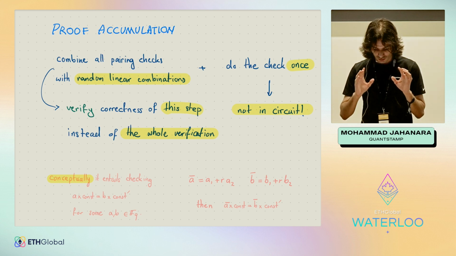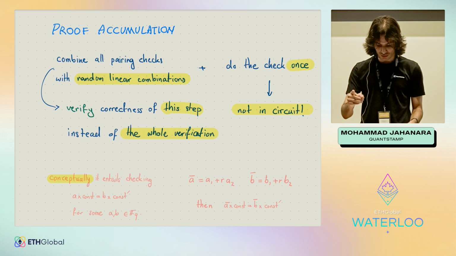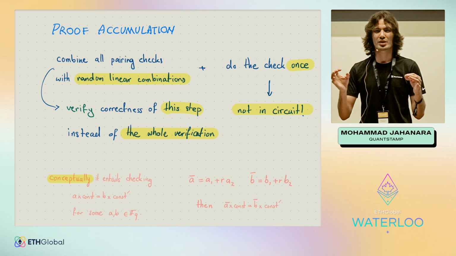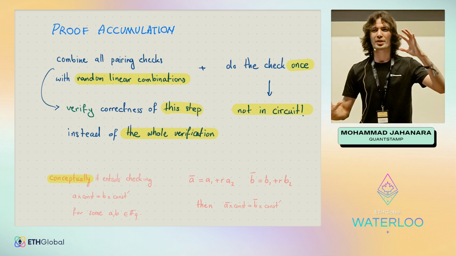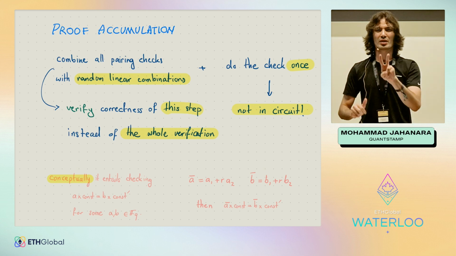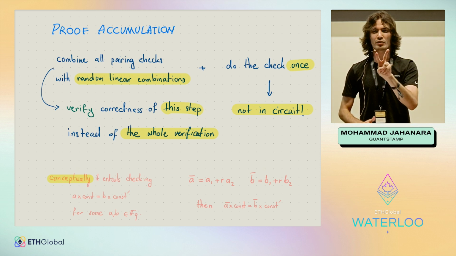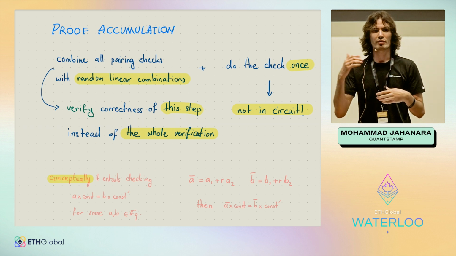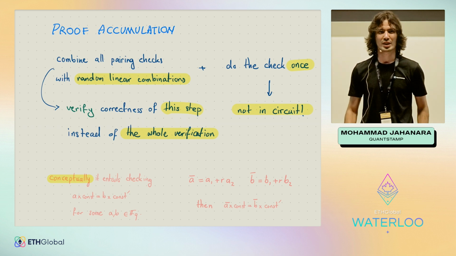So I'm going to quickly go over this slide because we don't have time. The idea is we use this trick called random linear combinations. We combine all the pairing checks with random coefficients, and then just do the pairing check for the combination of all of them. And you can prove that with very high probability, if the final one checks out, all of them would have checked out.